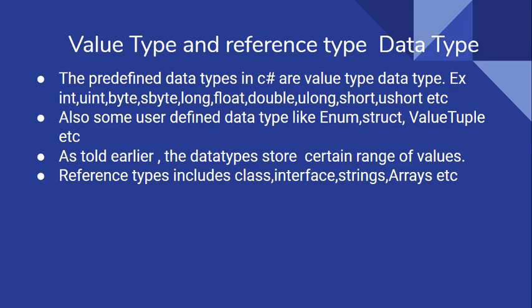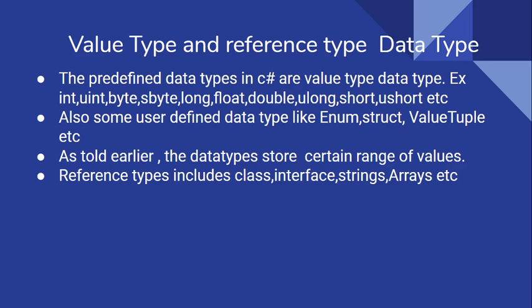What is the difference between these types of data types? In case of value type data types, it is easy to access the value because the value is directly stored in that block of memory. So we can directly retrieve that value.